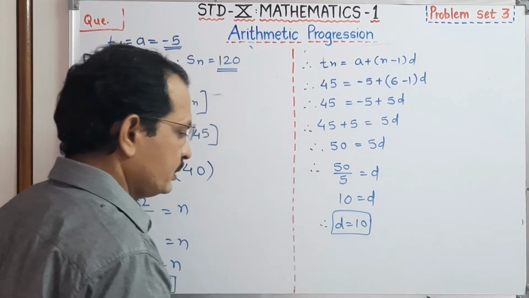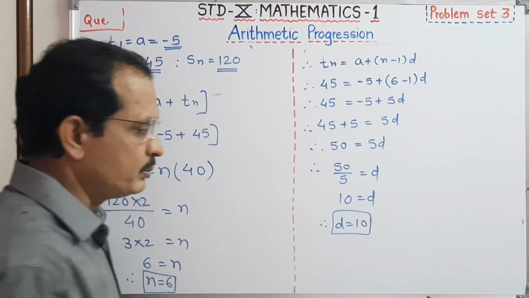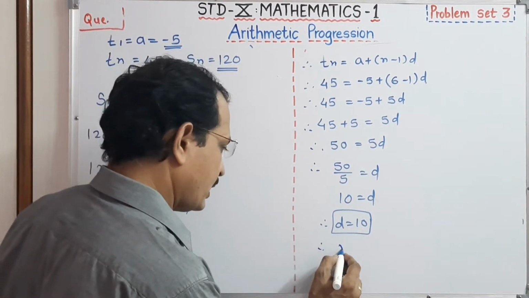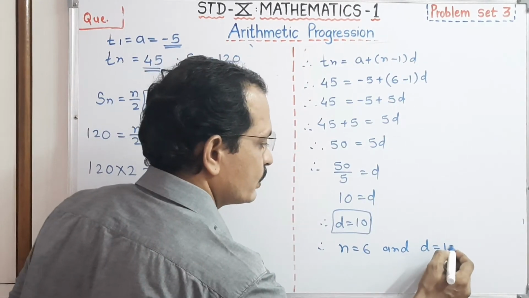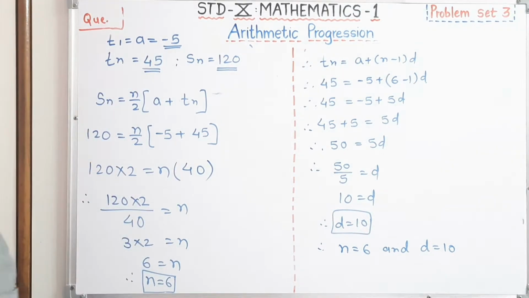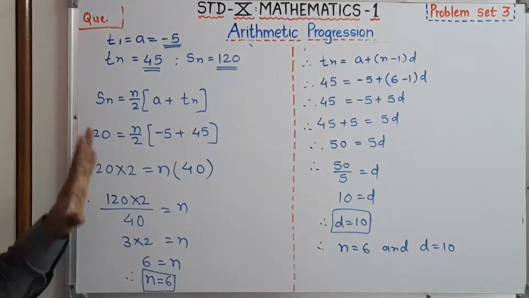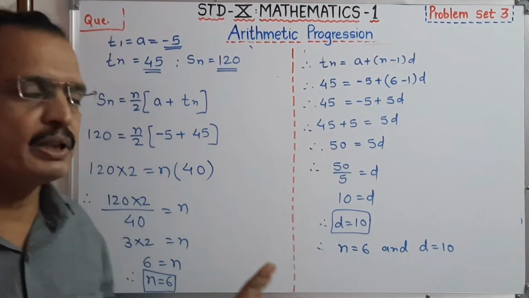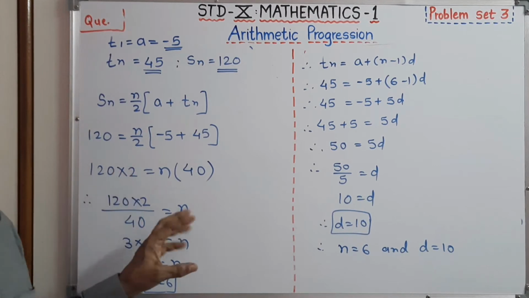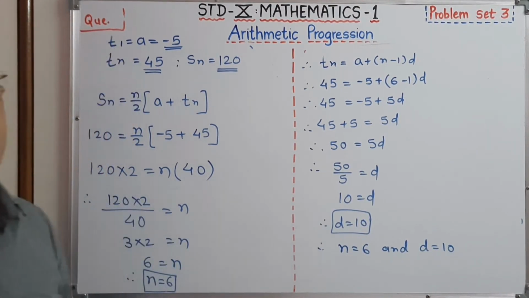Therefore dear student, the final answer: how many terms are there? 6 terms, and the common difference, therefore we write n is equal to 6 and d is equal to 10. This is our final answer. Write down this sum in your notebook. We can solve this by another method also, but this is a very easy method, therefore we follow this method. Go through this sum again and write it in your notebook.